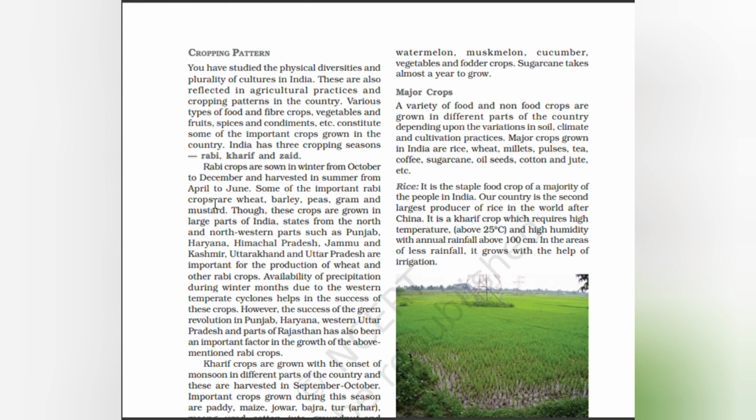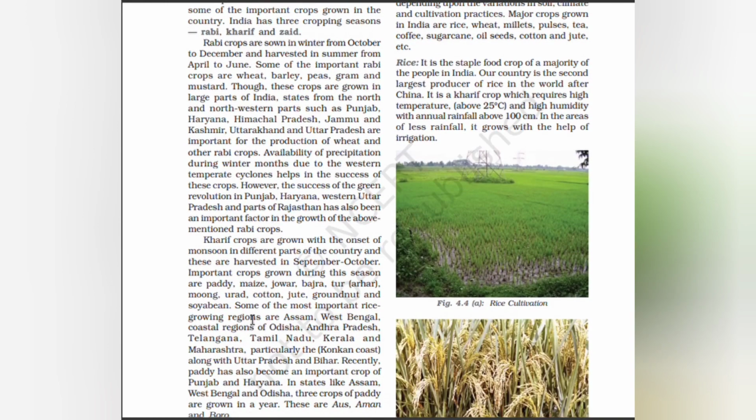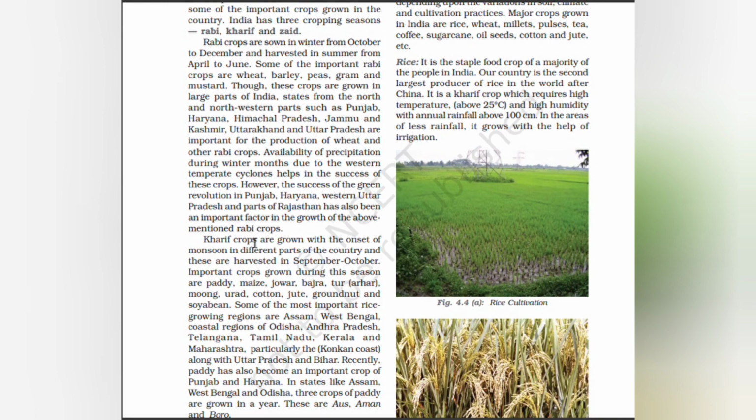Some of the important Rabi crops are wheat, barley, peas, gram and mustard. Though these crops are grown in larger parts of India, states from the north and northwestern parts such as Punjab, Haryana, Himachal Pradesh, Jammu and Kashmir, Uttarakhand and Uttar Pradesh are important for the production of wheat and other rabi crops. Availability of precipitation during winter months due to the western temperate cyclones helps in the success of these crops. However, the success of the Green Revolution in Punjab, Haryana, western Uttar Pradesh, and parts of Rajasthan has also been an important factor in the growth of the above mentioned rabi crops.